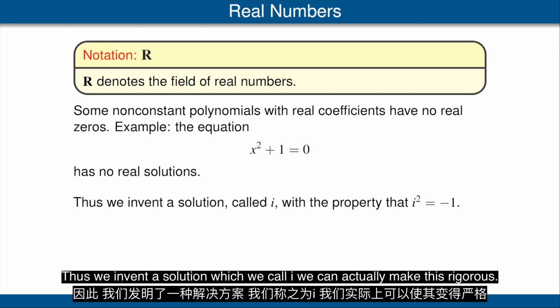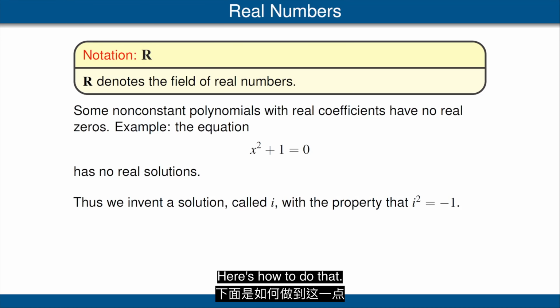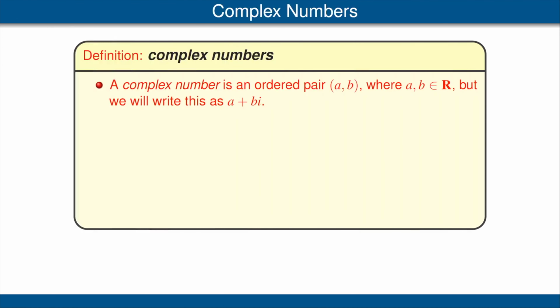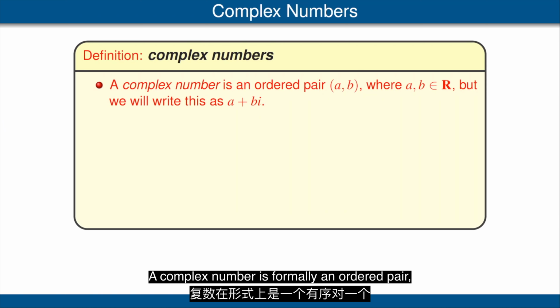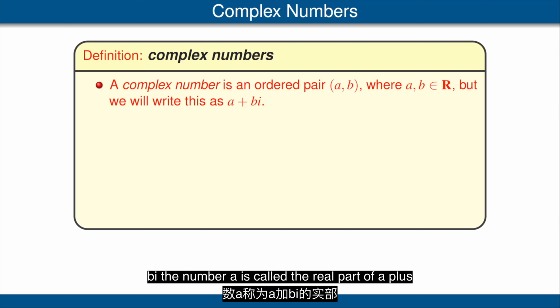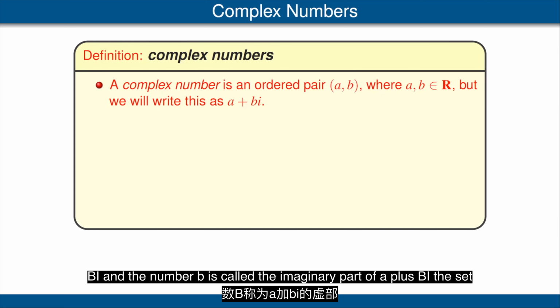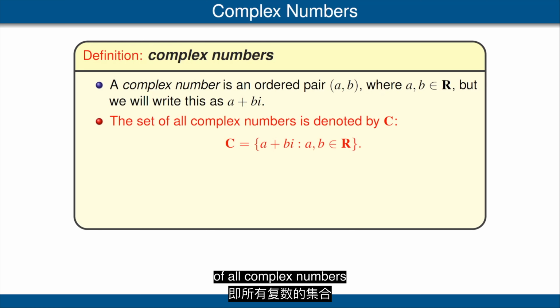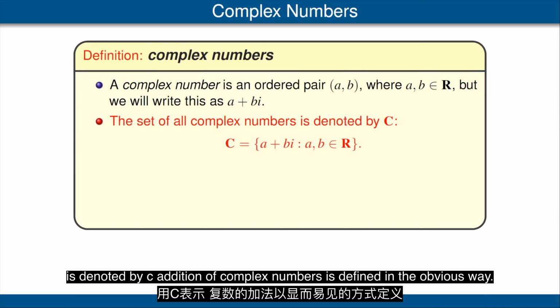We can actually make this rigorous. Here's how to do that. A complex number is formally an ordered pair (a, b), where a and b are real numbers, but we will write this in the much more suggestive notation of a plus bi. The number a is called the real part of a plus bi, and the number b is called the imaginary part of a plus bi. The set of all complex numbers is denoted by C.